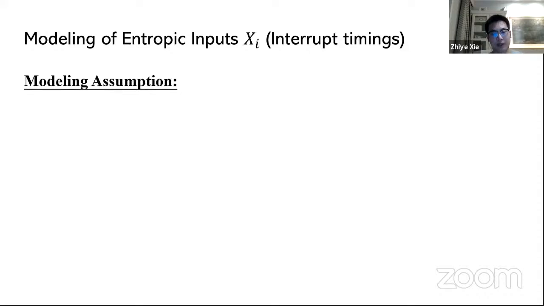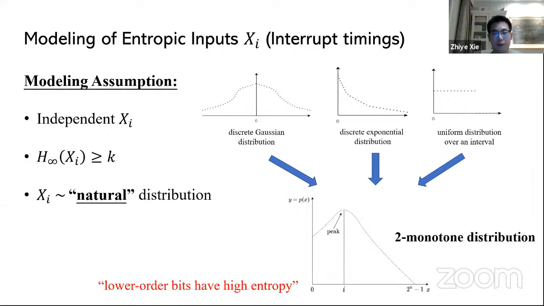To start answering these questions, the first priority is to model interrupt timings, which are primary entropy sources in Windows 10. First, we will assume samples are independent, which is the simplest non-trivial setting. Second, the min-entropy of each independent sample is lower bounded by some parameter k. Finally, we will further require each sample to come from some family of natural distributions because we want to model interrupt timings by discrete Gaussian, exponential, or uniform distributions.